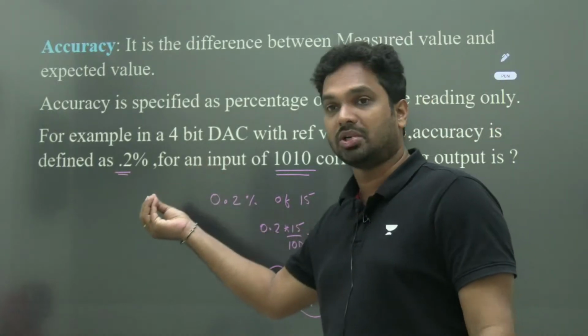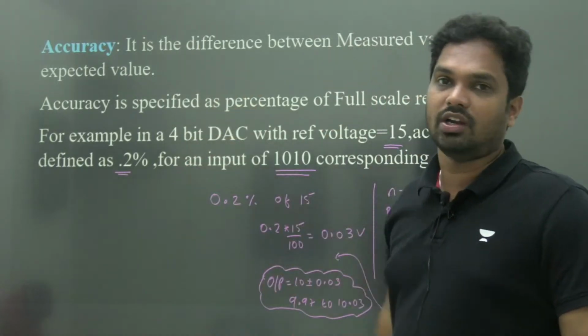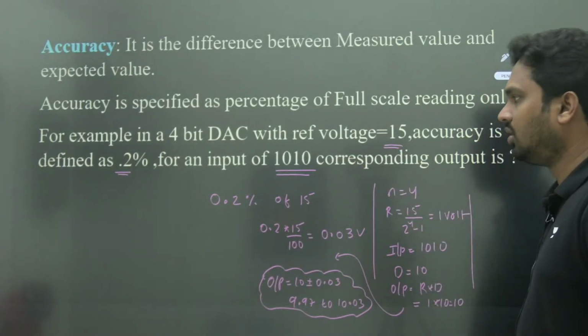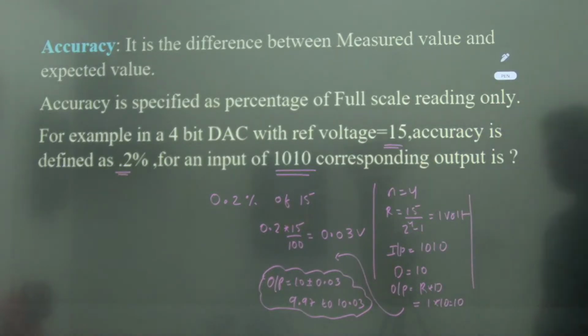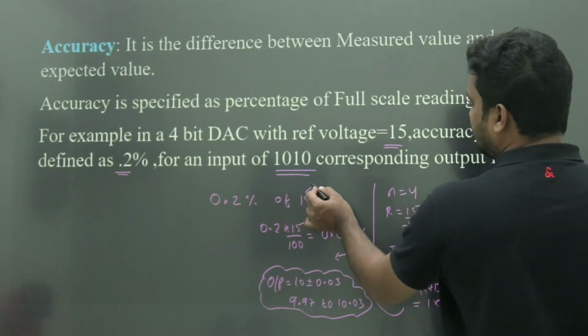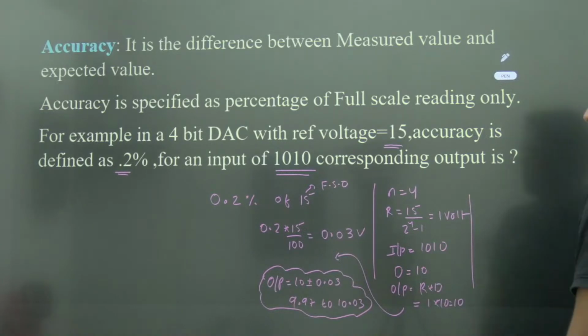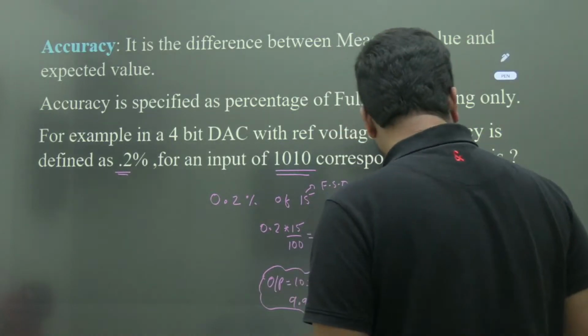So 0.2% of full scale will be deviated for every input. Don't take 0.2% of that particular input. Okay. And this is the full scale output. Right. Let's move to the next.